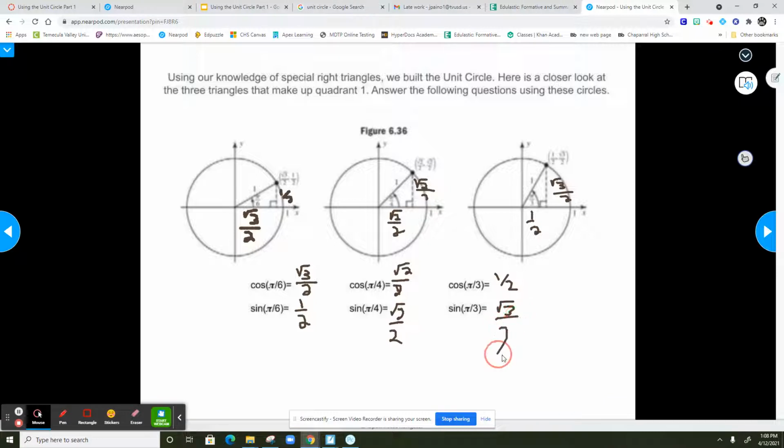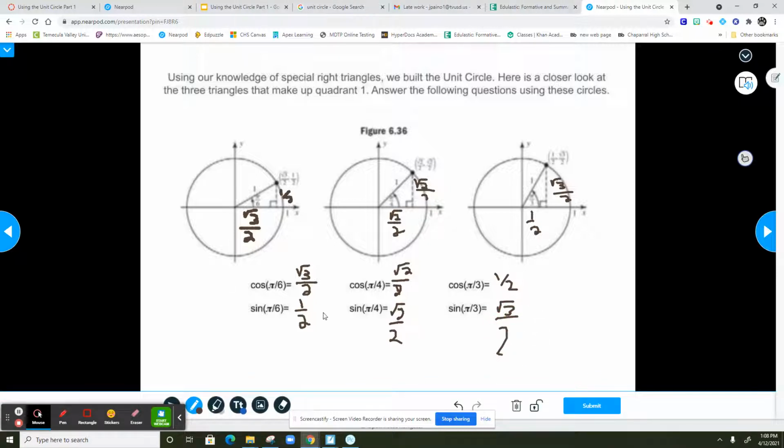If we take a closer look at our answers, all these cosines: cosine of pi/6 is root 3 over 2, cosine of pi/4 is root 2 over 2, cosine of pi/3 is 1/2. Those are my x coordinates. And what about my sines? My sines, 1/2, root 2 over 2, root 3 over 2, those are all my y coordinates.